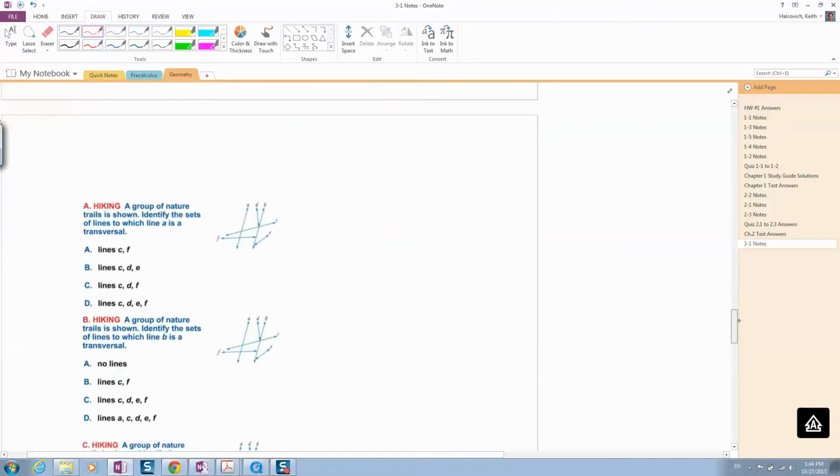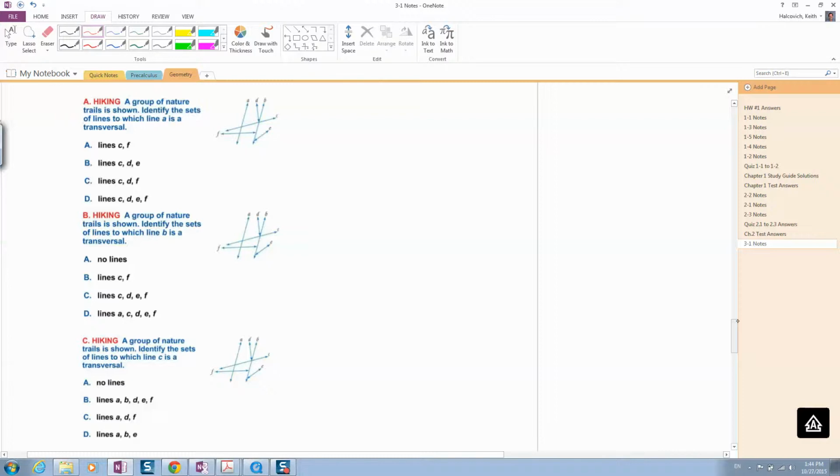All right. Next it wants to know which lines are a transversal of B. Well, here's A, and it's definitely a transversal of C and F. Now, if you extend E out, notice they would intersect, so E works. Same with D. If you extended that out, D would work. B is the only one that's parallel to, so it's C, D, E, and F.